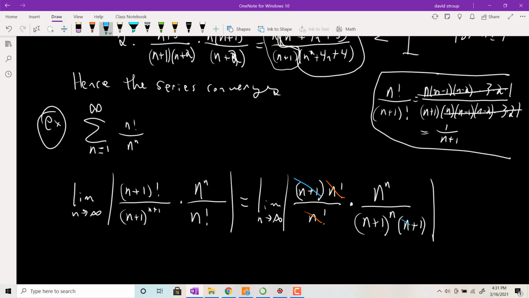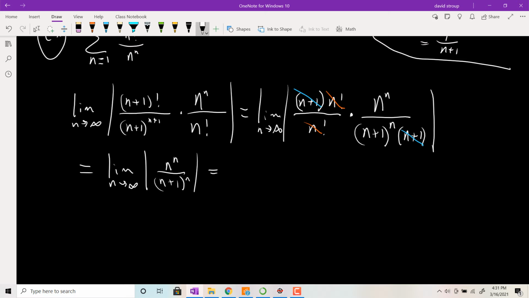So I could cancel this guy with this guy, and then maybe have an easier limit to evaluate, right? So looks like I'm getting n to the n all over n plus 1 to the n. Then you could rewrite that as just something raised to the nth. So it'd be 1 to the infinity power type. So the limit as n goes to infinity of n all over n plus 1, raised to the n. So another rule of exponents we're taking advantage of to rewrite it.